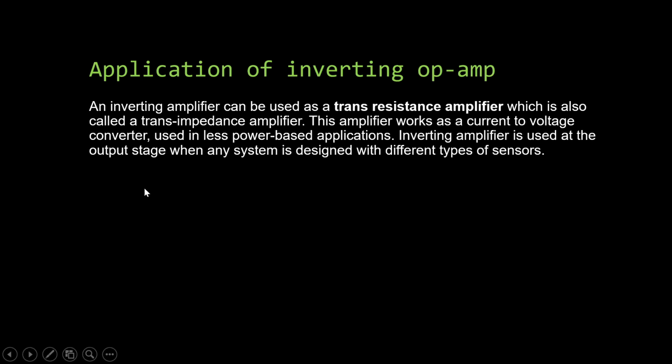An application of the inverting amplifier is in the transresistance amplifier, which is also called a transimpedance amplifier. This amplifier works as a current to voltage converter, used in low power-based applications because of its high input impedance and low output impedance. The inverting amplifier is used at the output stage when a system is designed with different sensors. And these are the two examples I used.